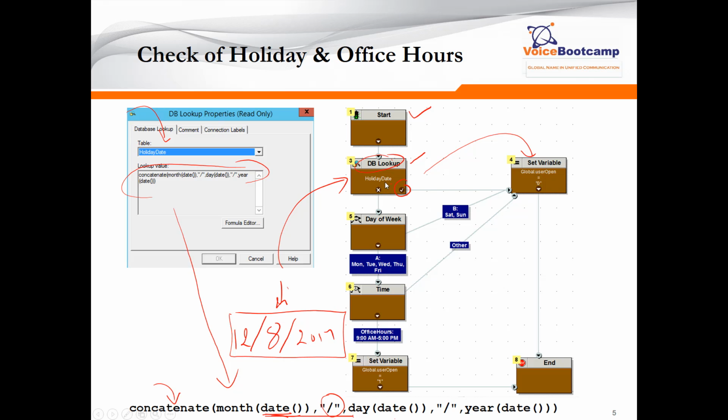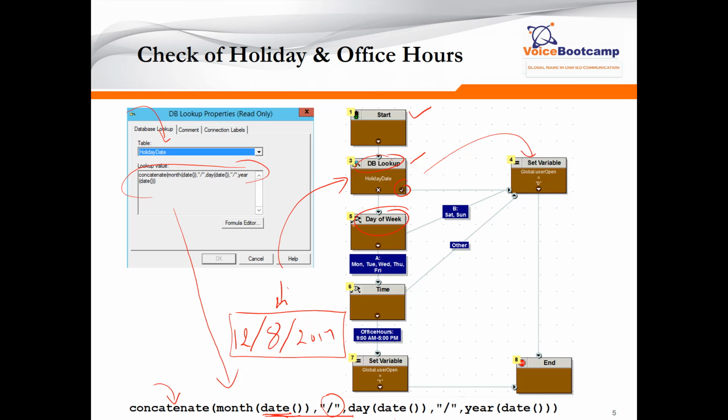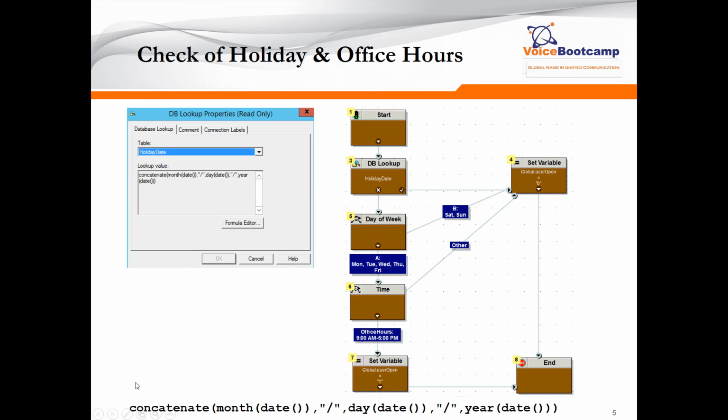Then, if it is not a holiday and no match is found, we check the time of day. In the time of day, we're saying Saturday, Sunday: user open is 0, meaning closed. Any other day, check the time. 9 a.m. to 5 p.m., set user open equal to 1. So the variable user open will be set to 1 if the call comes in between 9 a.m. and 5 p.m., Monday to Friday. Any other time, the call should go to set the value to 0, which indicates the office is closed.